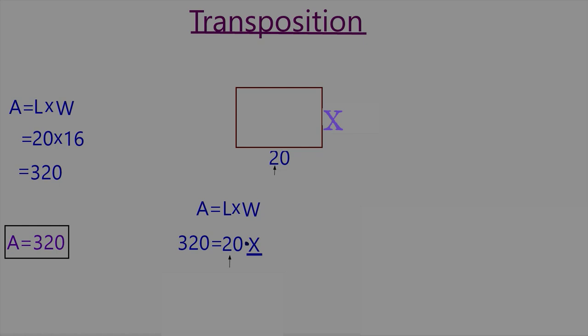We have to move the number from beside the letter we want to find and leave the letter alone on one side. So because the number 20 is being multiplied by the letter we want to find, we have to divide the number after the equal sign into the number that is beside the letter. We divide 320 into 20. We divide because the opposite of multiplying is to divide. Dividing 320 into 20 we get 16.